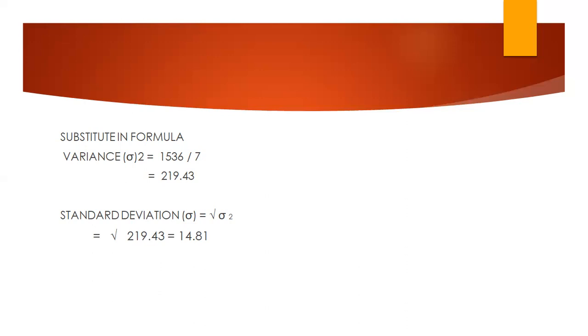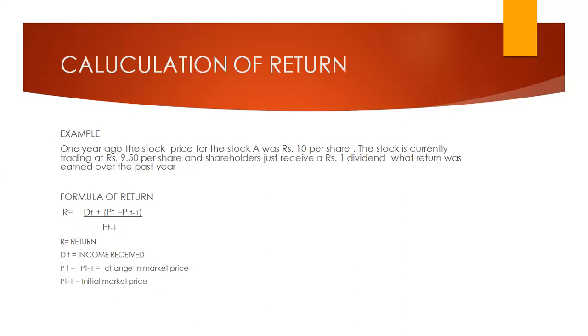Next we will see how to calculate the return for a single security. This is an example. One year ago, the stock price for security A was rupees 10 per share. The stock is currently trading at rupees 9.50 per share, and the shareholder just received rupees 1 dividend. What return was earned over the past year?